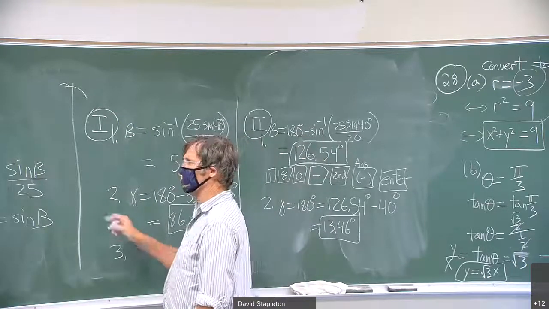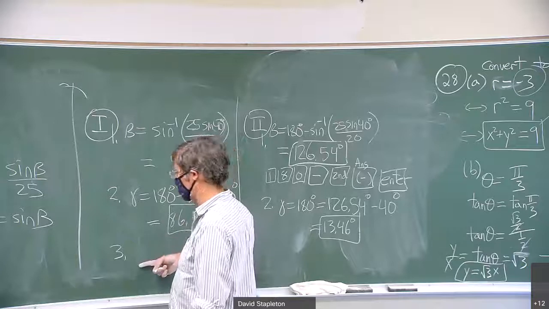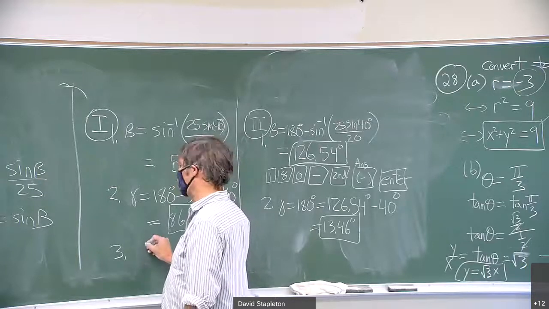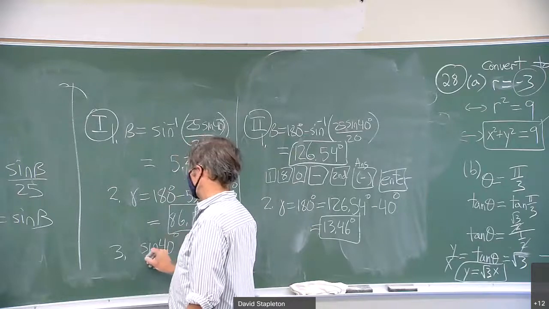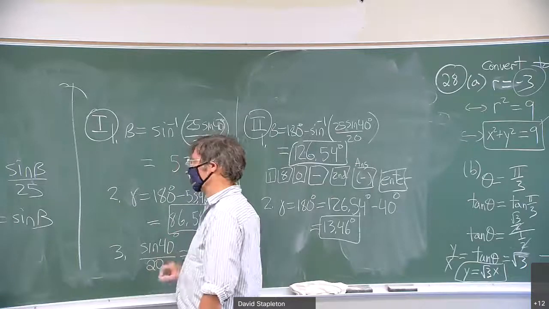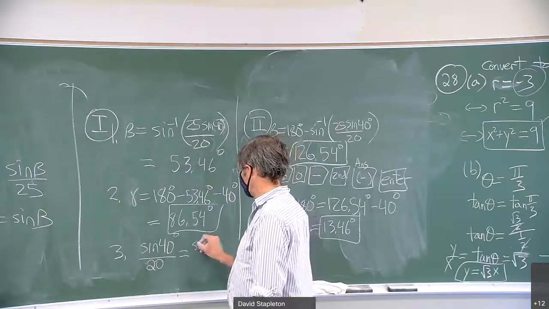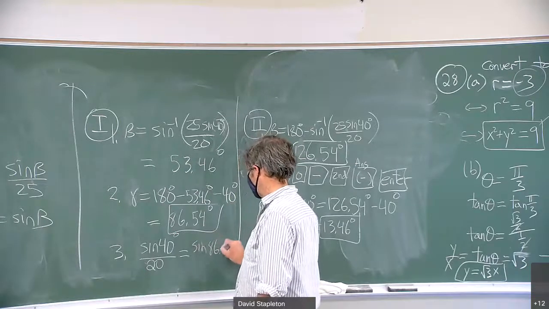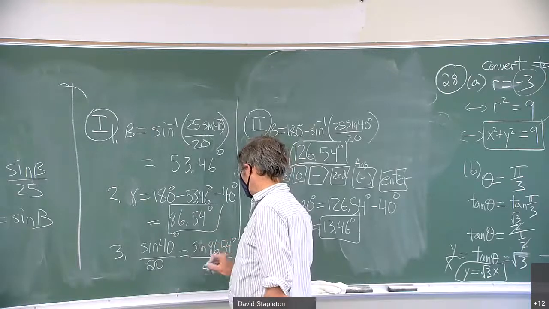Now I'm going to go back and use my original numbers just in case I made a mistake here. I won't compound my mistake by putting a bad number here. Let's say sine 40 degrees is to, that's the sine of alpha, is to A, 20. That's what I was given, so this should be right. Equals sine gamma, 86.54 degrees, over C will give me the last thing I need to know, C.